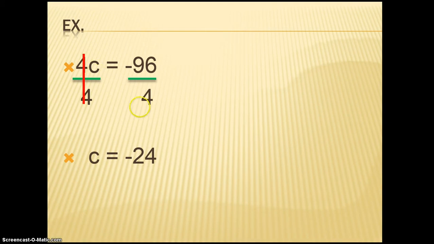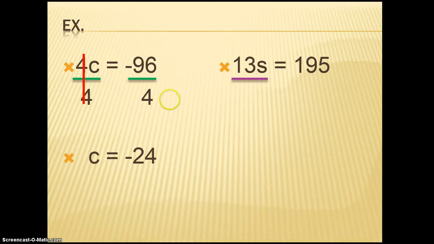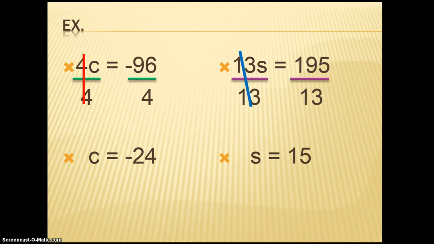Again, if you have a problem with the negatives and positives, make sure you use your integer rule book. Let's look at another example. 13s equals 195, or 13 times s equals 195. The opposite of multiplication is division, so we're going to need to divide by 13 to get it away from the s. So dividing both sides by 13, the 13s will cancel each other out. And then 195 divided by 13 leaves you with s equals 15.